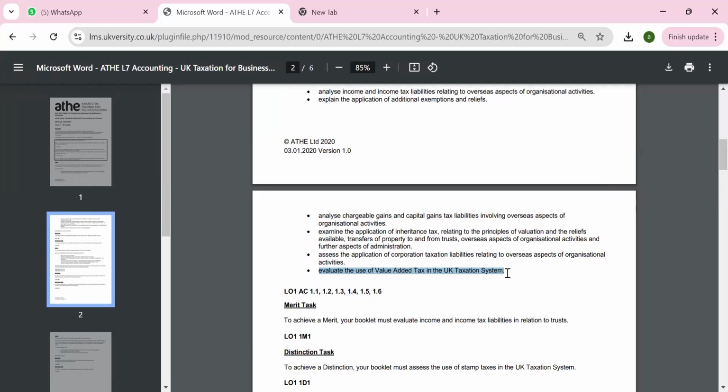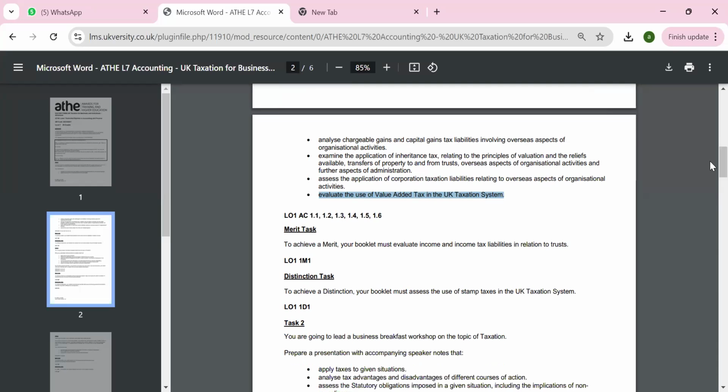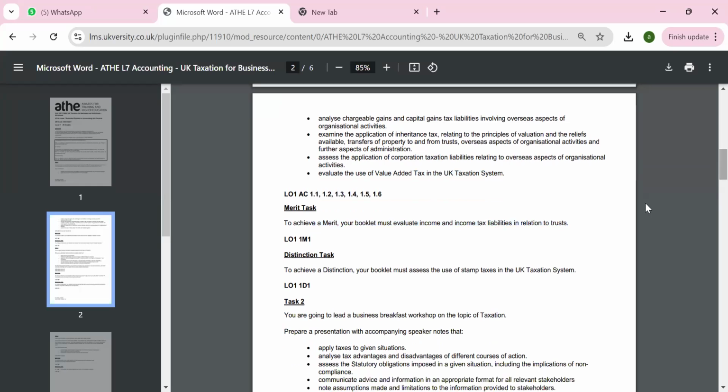We discussed input and output taxes. We discussed cash accounting, annual accounting, flat rate, these different accounting schemes, which we can use for example in this task. To achieve the merit, your booklet must evaluate the income and tax liability in relation to the trust. So if you include any example about the trust or any trustee activities like charities and others, we can look around these which we can include.